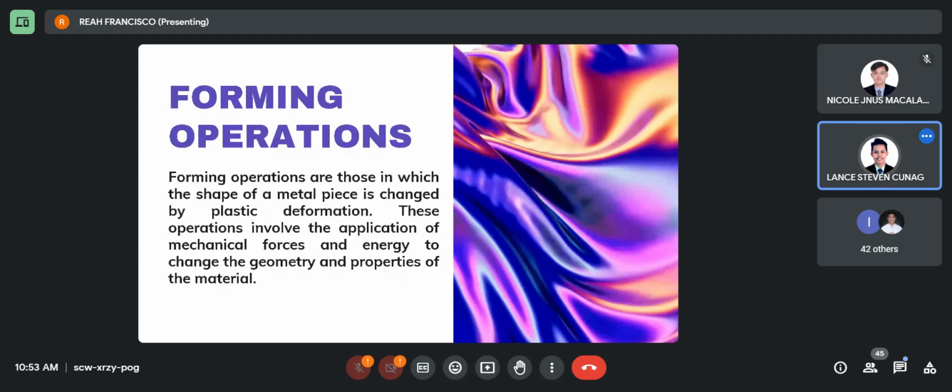So forming operations. Forming operations are those in which the shape of a metal piece is changed by plastic deformation. These operations involve the application of mechanical forces and energy to change the geometry and properties of the material. So it refers to a set of manufacturing processes in which materials, typically metals, are reshaped and transformed into different forms and functions. So these operations involve the application of mechanical forces and energy, as I said, which changes the geometry and properties of the material.